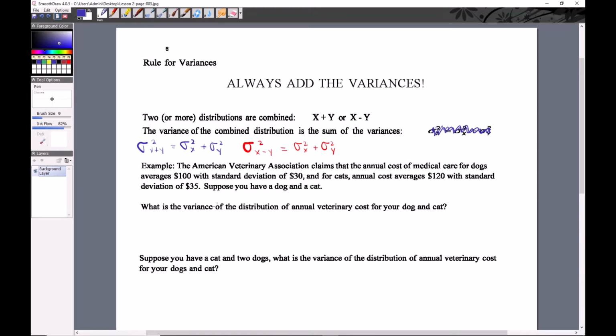There, it's gone. Okay, so this is the same example, and we're just going to figure out the variance of the distribution of annual veterinary costs for your dog and cat. So that'll be the variance of x plus y, which is just the variance of x plus the variance of y. Now they're giving this in terms of standard deviation, so we want the variance, so that'll be 30 squared, and over here the standard deviation is 35, so we need that to be variance, so that'll be 35 squared, and you'll end up with 2,125. Now I would put a dollar sign on this, but this is actually squared dollars. So if we were to take the square root of that, then we would get standard deviation, and that would be back in dollars. But this is only asking for variance.